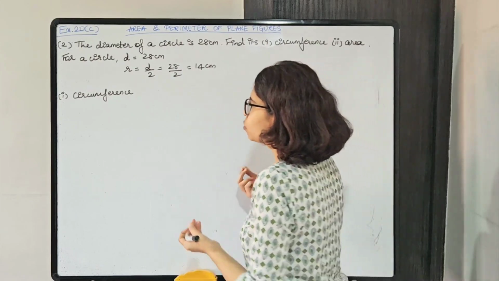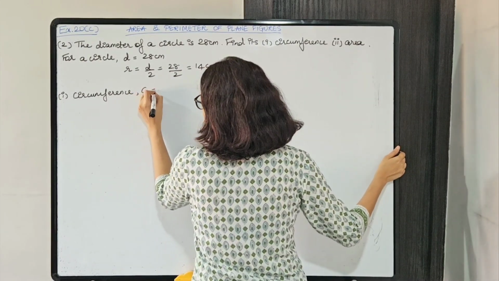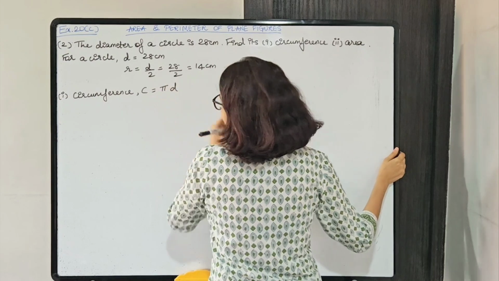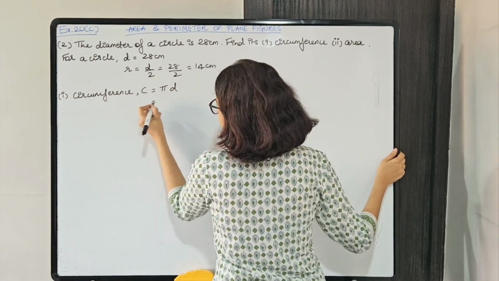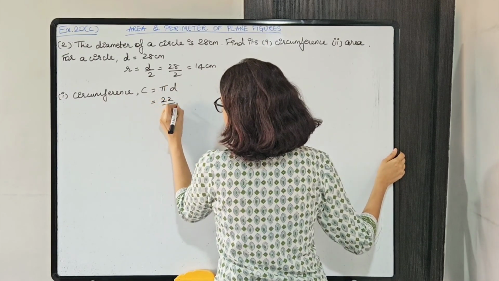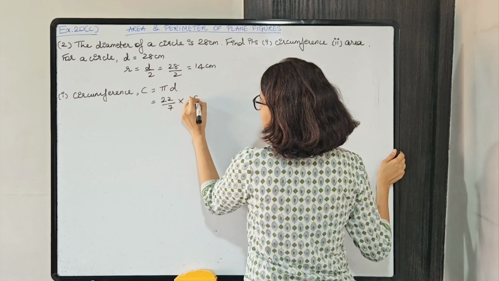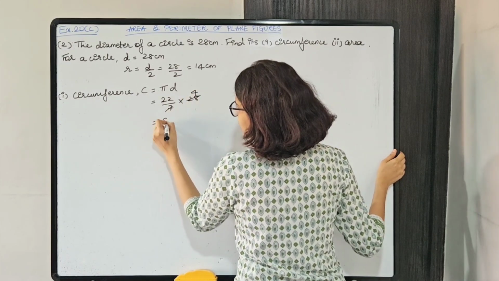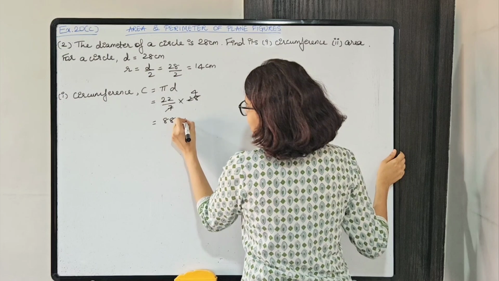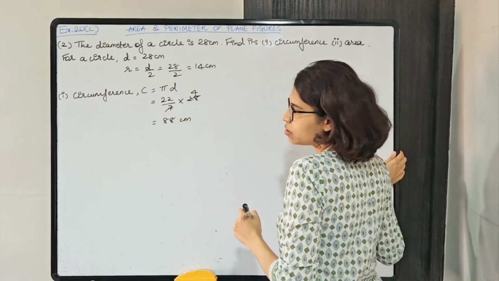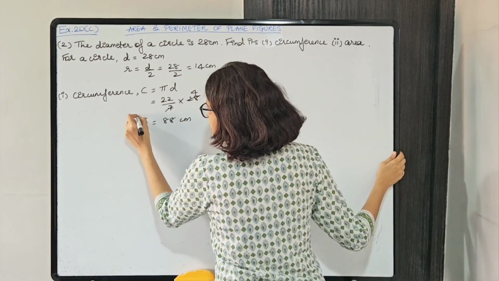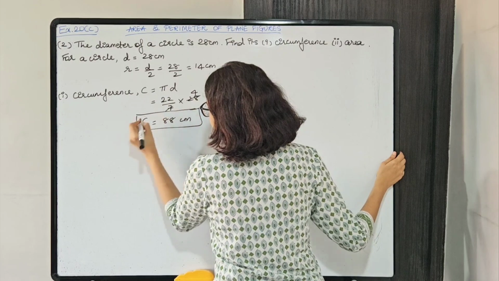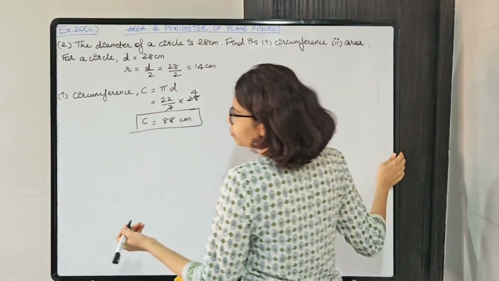So circumference, I am taking pi d. So it is 22 upon 7 into d is 28. 7 4s are 28, 22 into 4, 88 हो जाएगा. सेंटीमीटर, डोंट फॉरगेट द यूनिट्स. तो circumference मिल गया. Second part, area.